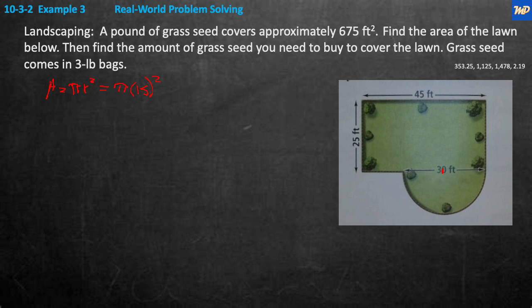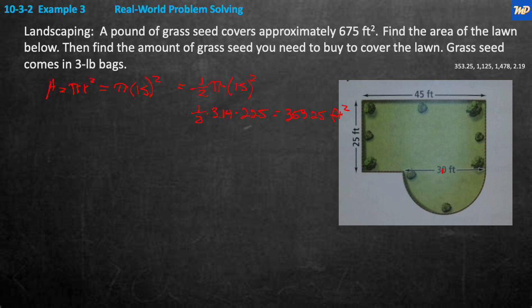So half the area of our circle equals 1/2 of pi times 15 squared. We'll put in 3.14. So 1/2 times 3.14 times 15 squared, which is 225. When we multiply that out, we get 353.25 feet square. So that's the area for the circle, and that's half the circle because only half of it is sticking out here.